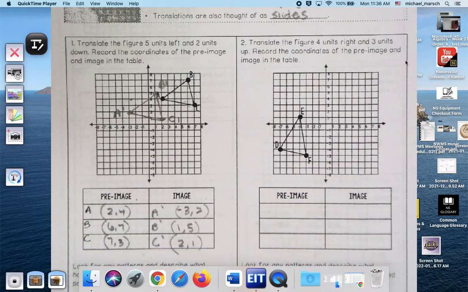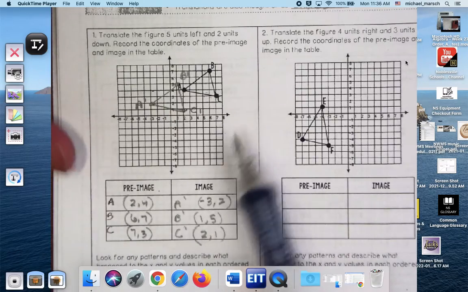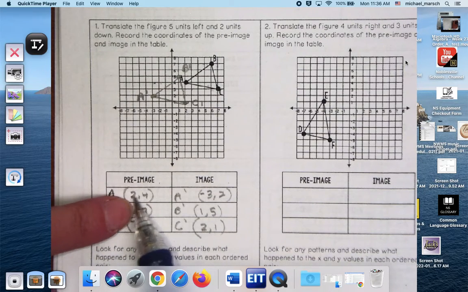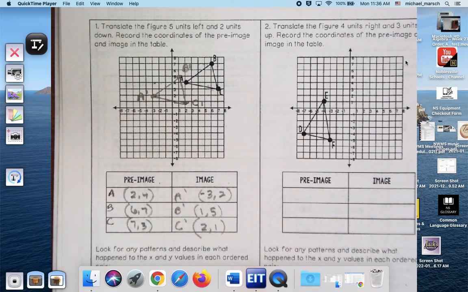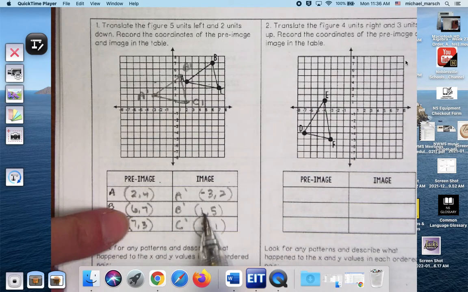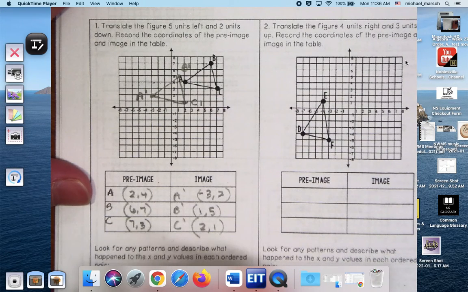Okay, so let's look now. When you look at the A and A prime, what do you notice? How did we go from 2 to -3? What math would you have to do from 2 to -3? Yep, subtract 5. How about 6 to 1? Subtract 5. 7 to 2. Subtract 5.